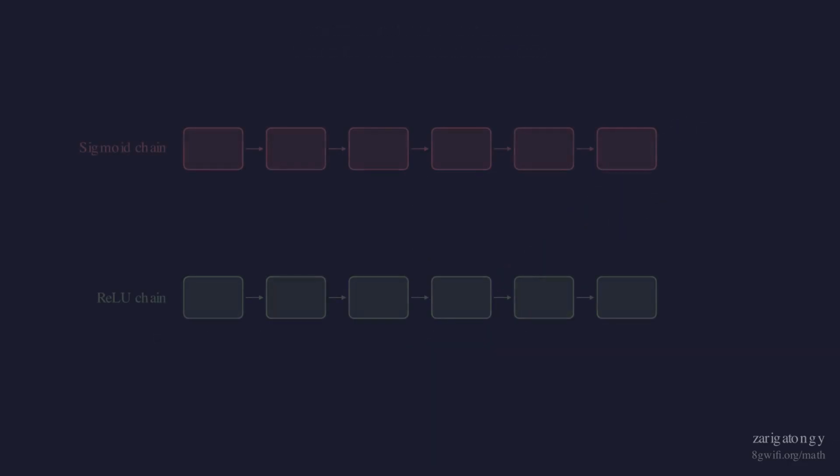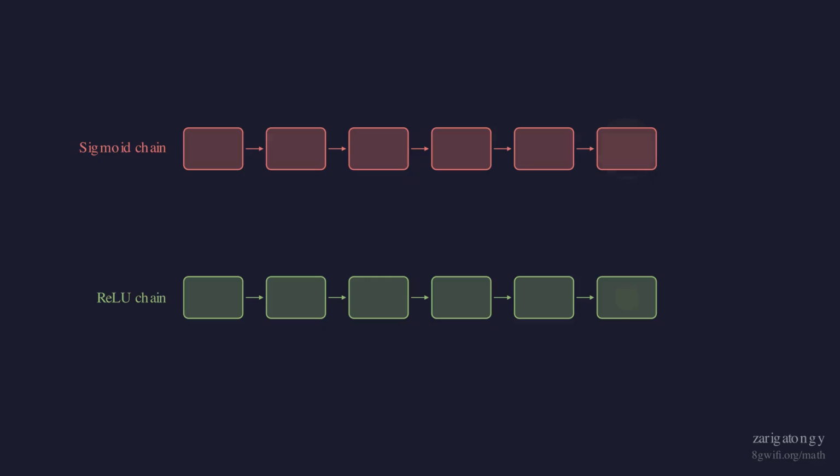The vanishing gradient. Visualized. Sigmoid's maximum gradient is 0.25. Multiply that through 6 layers, and the signal shrinks to almost nothing. The early layers can't learn. ReLU's gradient is 1 for positive inputs. Multiply 1 6 times. It stays 1. The signal passes through unchanged.